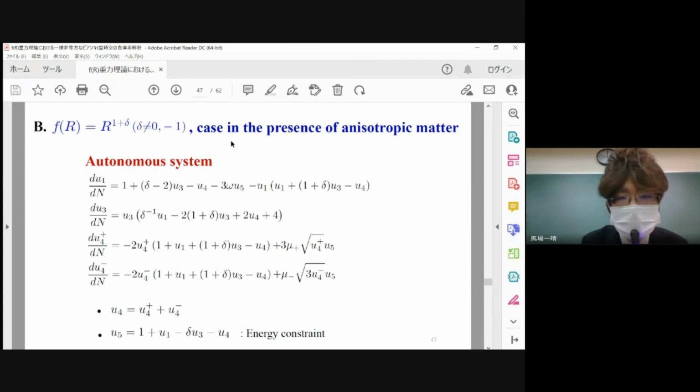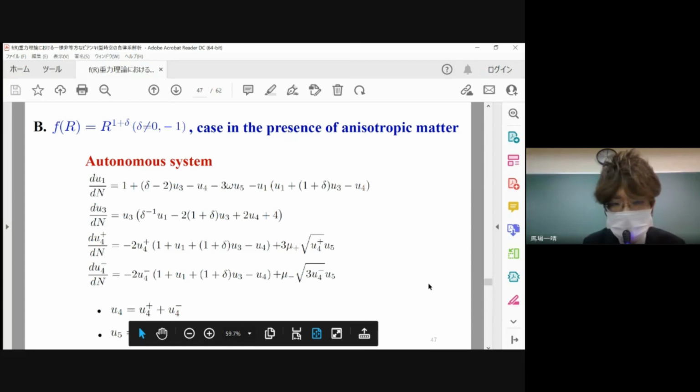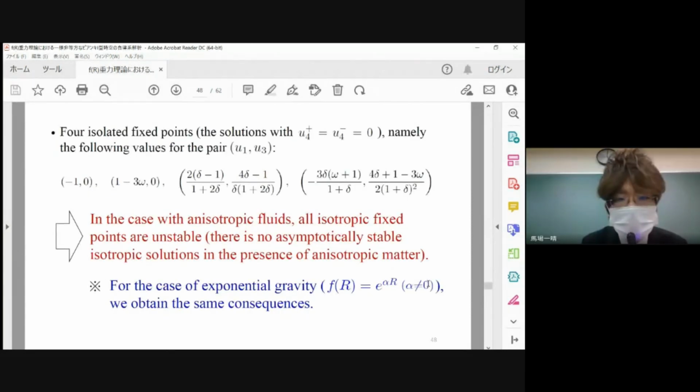We have also considered the power law form of f of R in the case that there exists anisotropic matter. In this case, u5 is not exactly zero. In such a case, the autonomous system of equations is given by these expressions. We find four isolated fixed points, namely the following values of the pair u1, u3. As a result, we see that in the case with anisotropic fluid, all isotropic fixed points are unstable, namely there is no asymptotically stable isotropic solution in the presence of anisotropic matter. Also, we have found that for the case of exponential gravity, we find the same consequences.